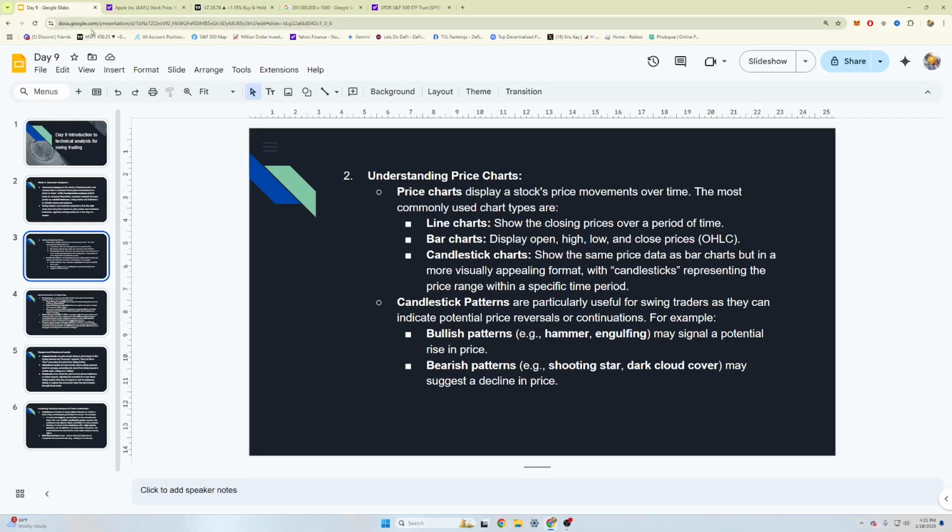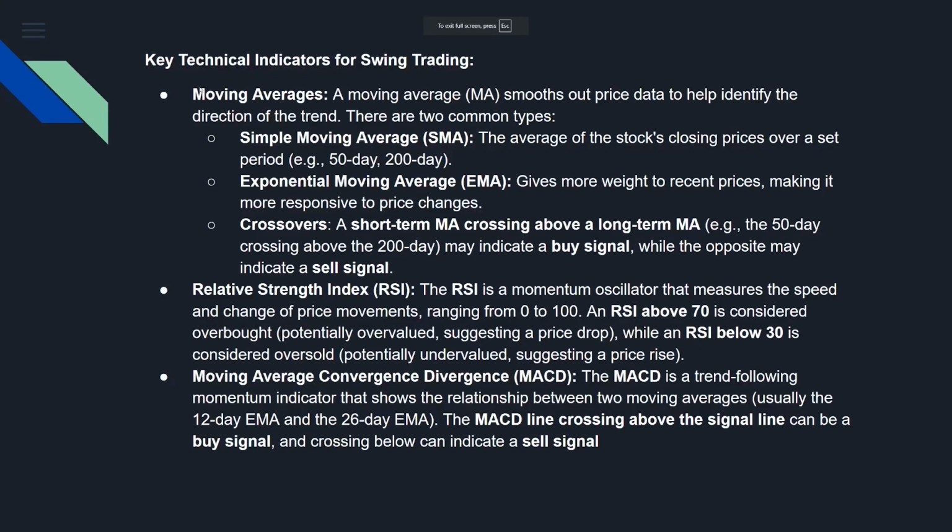Let's lock back in. Key technical indicators for swing trading. Now we were looking at the 200-day EMA. We're looking at simple moving averages and exponential moving averages. The only difference between the EMA and the SMA is that the EMA gives more weight to recent price movements, making it more responsive to price changes.